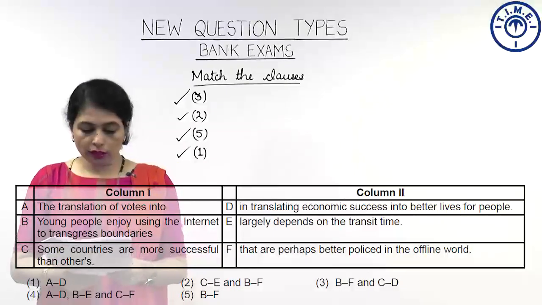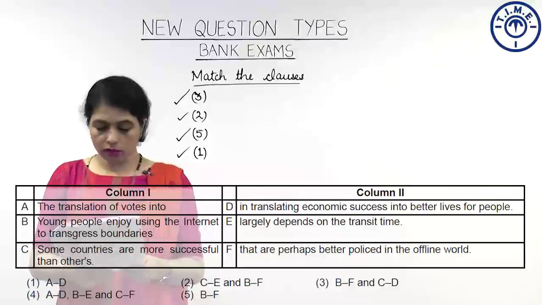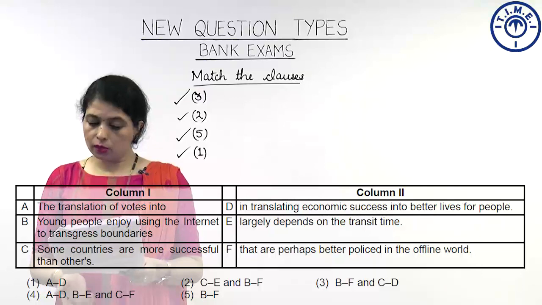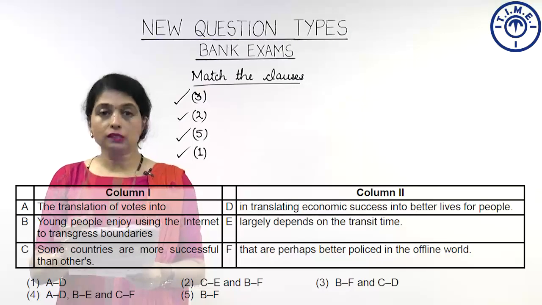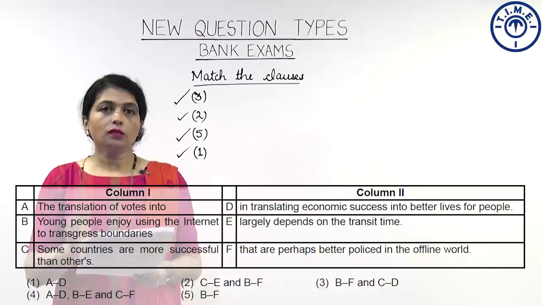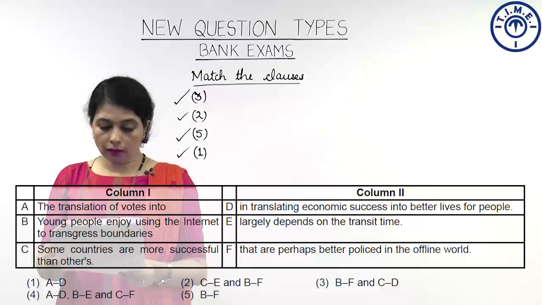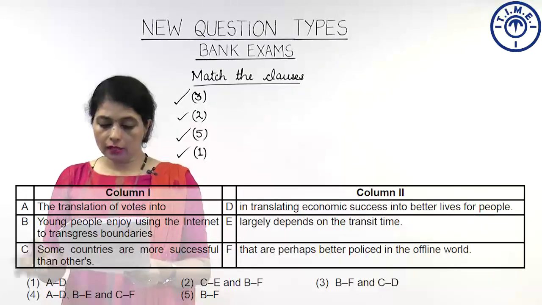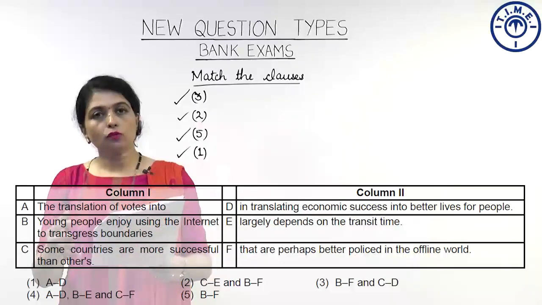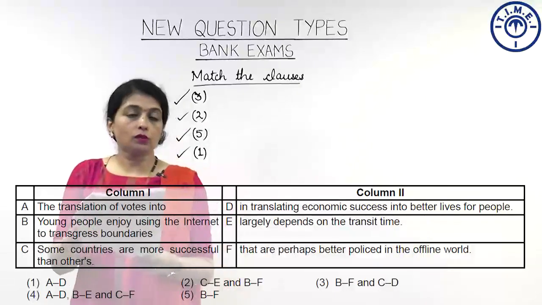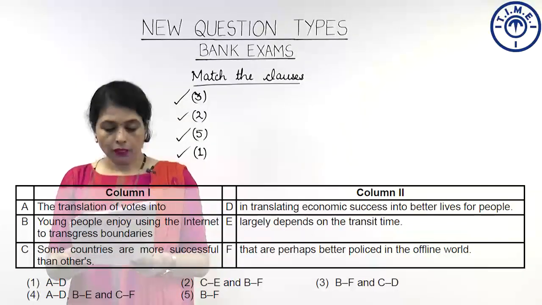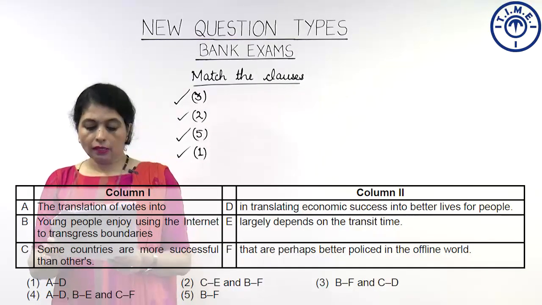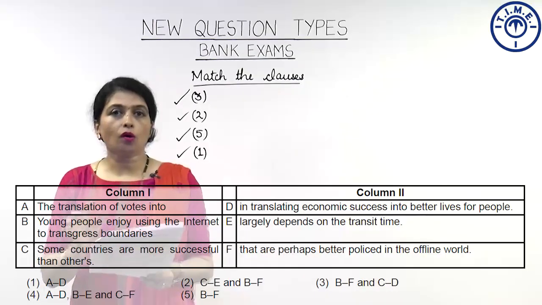Young people enjoy using the internet to transgress boundaries in translating economic success into better lives for people. Now, transgress boundaries in translating again is non-grammatical. Okay, we look at E. To transgress boundaries largely depends on. Again, there is nothing to fit both of these together to form a complete meaningful idea, and so B cannot be paired with E. Young people enjoy using the internet to transgress boundaries that are perhaps better policed in the offline world.